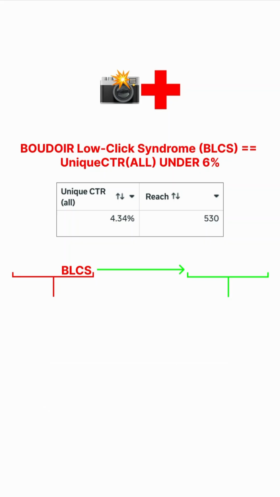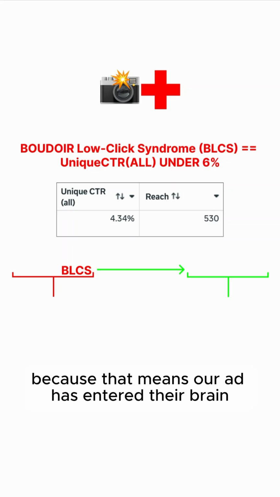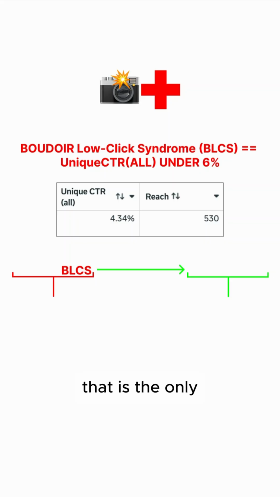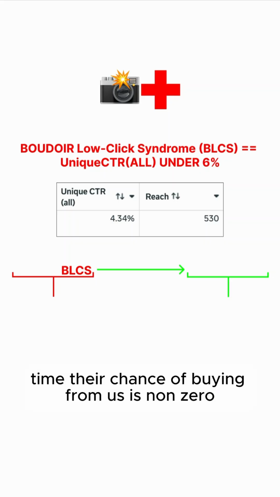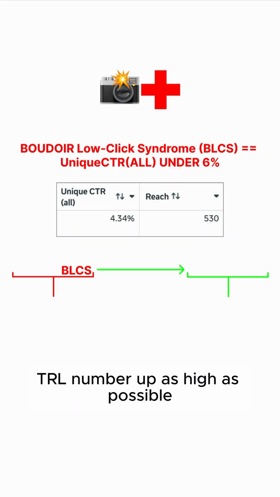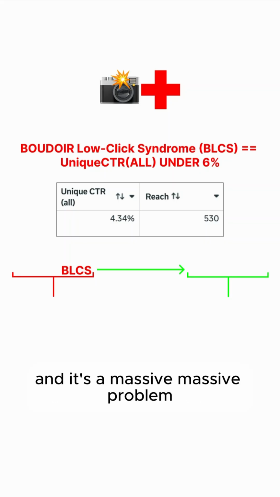scrolling on by. And we care about women clicking somewhere in our ad because that means our ad has entered their brain. And we care about that because when our ad enters their brain, that is the only time their chance of buying from us is non-zero. So we got to get this unique CTR all number up as high as possible, but under 6% is the most common thing I'm seeing, and it's a massive, massive problem.